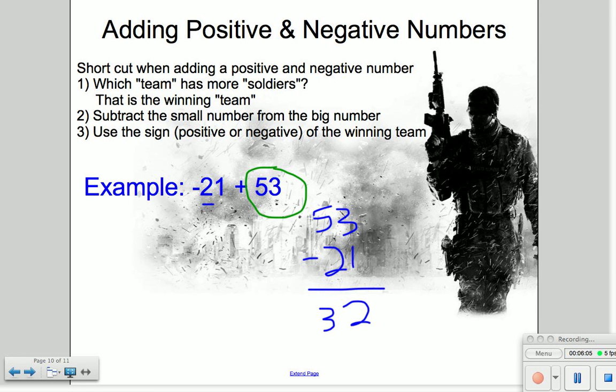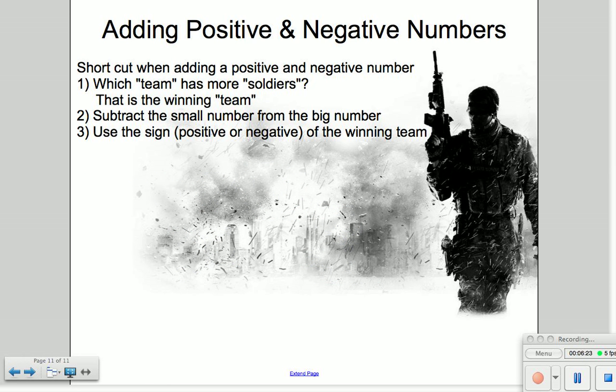So once all the soldiers are killed off, it's going to be 32 left. And I end up using the sign of my winning team. My winning team was positive, so this is going to end up being a positive 32. Okay? Now, let's try another example.